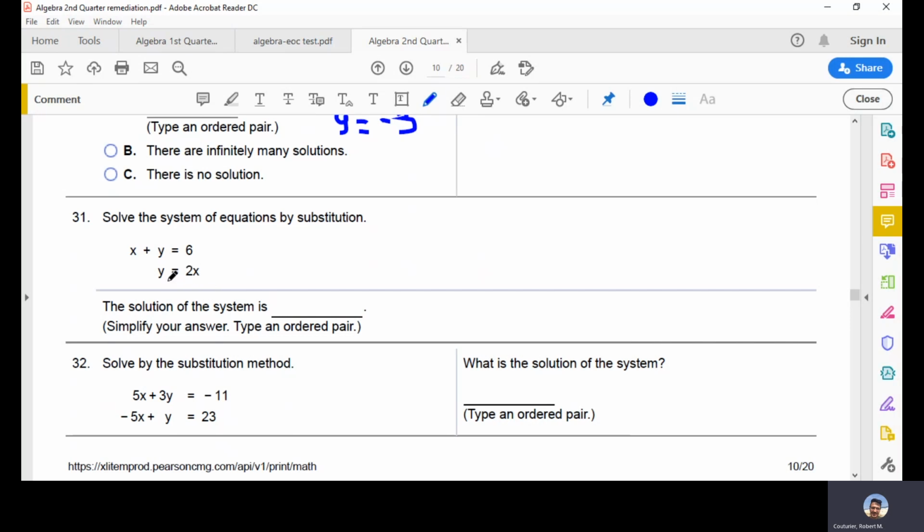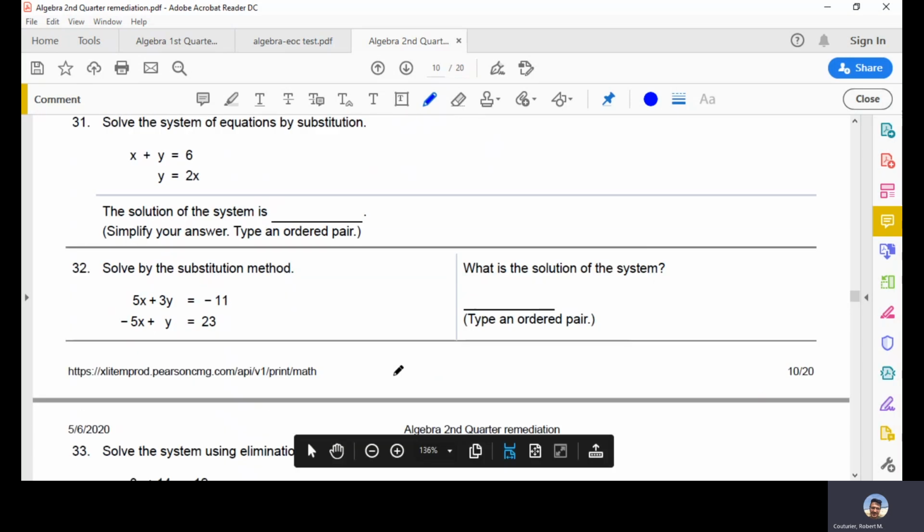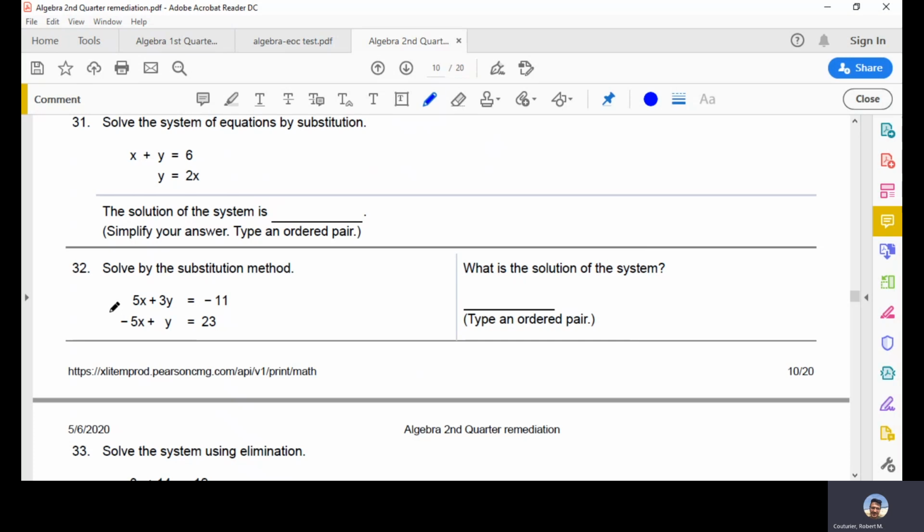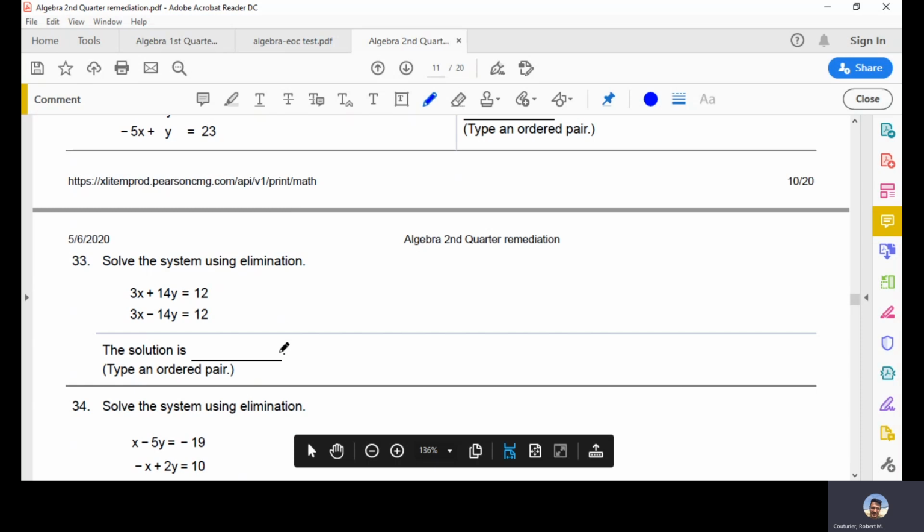I think substitution would be easier for 31. It already has a y equals. Take this y and plug the 2x in. Solve it. Back substitute to find your y. This next one here, take a look at it. There's no graph. Graphing is never the fun way to do these or the easiest. This one's already set up here for your x's to cancel. So elimination is much better on this one.